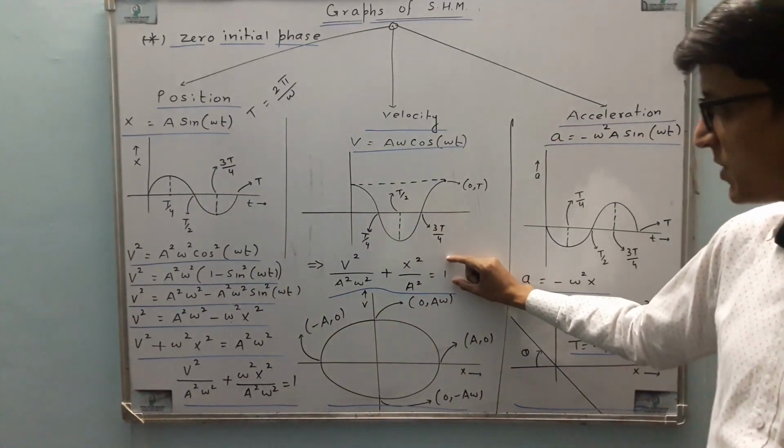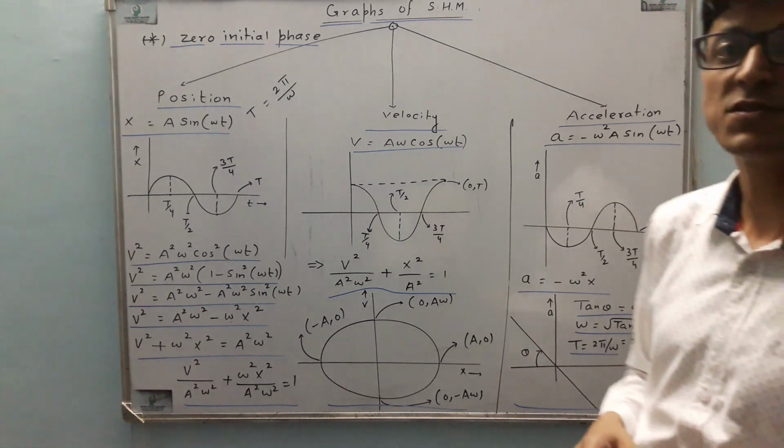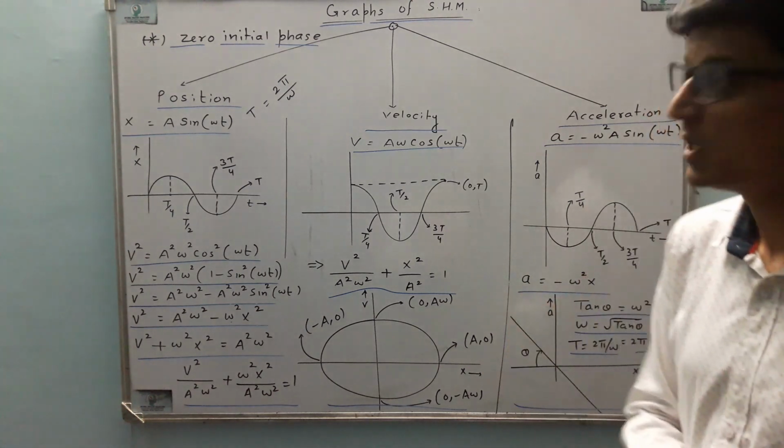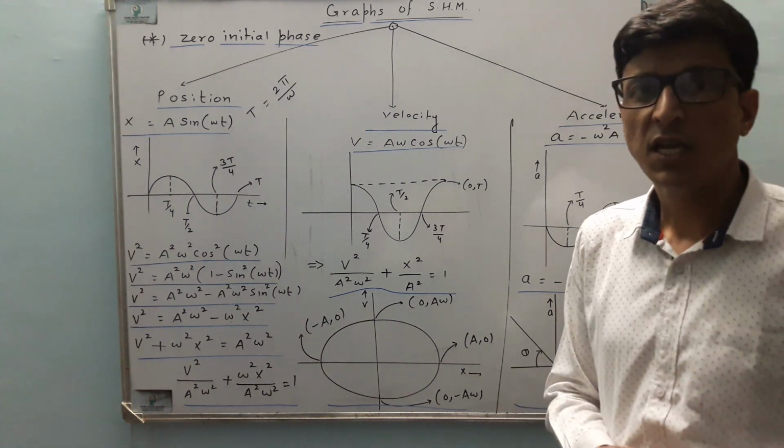And this is the equation of an ellipse. So the position and velocity graph will be an ellipse. So in this way you can draw the graphs and solve your questions quickly.